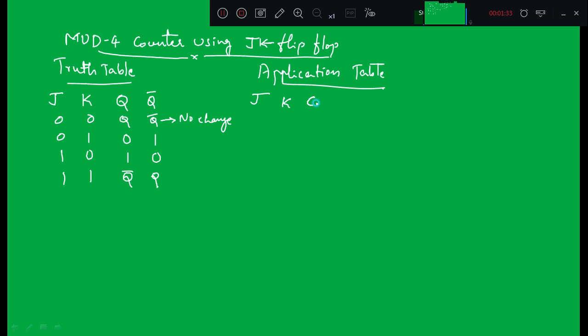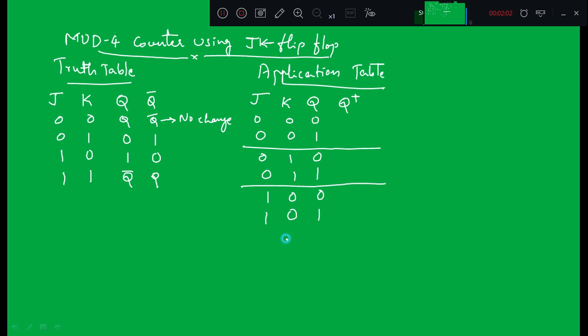For the application table there are three inputs J, K and Q, and we are going to fill the next state column here, right? So J and K are the normal inputs and Q is the previous output, right? Since there are three inputs, we can write total 8 combinations: 0 0 0, 0 0 1, 0 1 0, 0 1 1, 1 0 0, 1 0 1, and finally 1 1 0, 1 1 1.